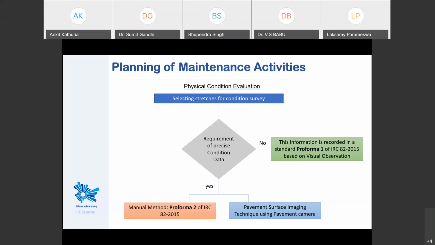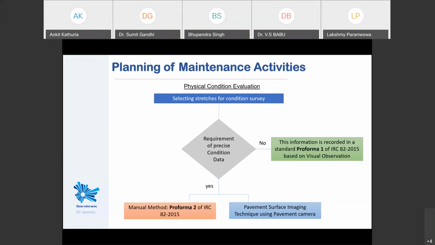So once the stretches are selected on which condition surveys need to be done, the second thing is whether there is a requirement of precise condition data or there is no requirement of precise condition data. So roads can be a rural road, it can be an urban road, it can be a national highway. So based on the category, the precision of the condition data required varies.